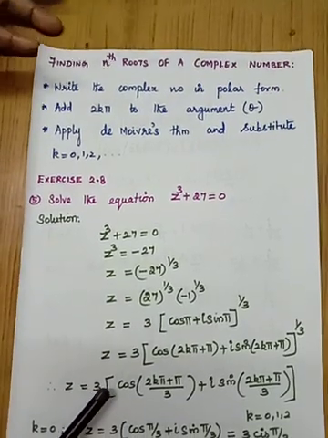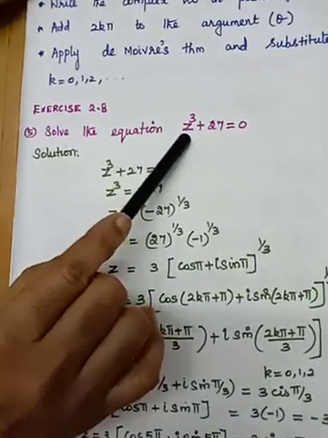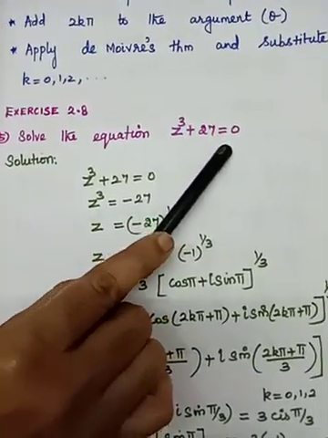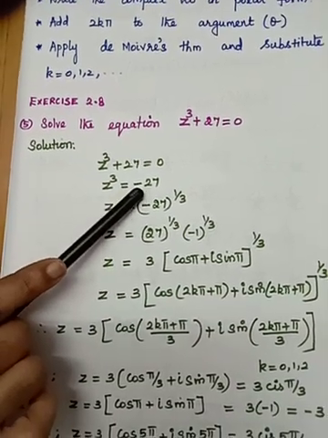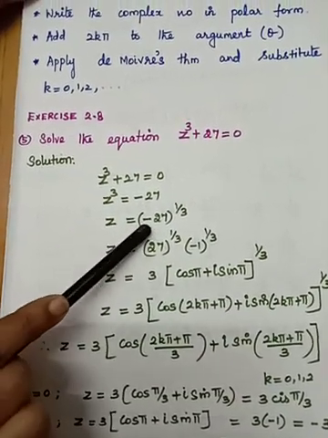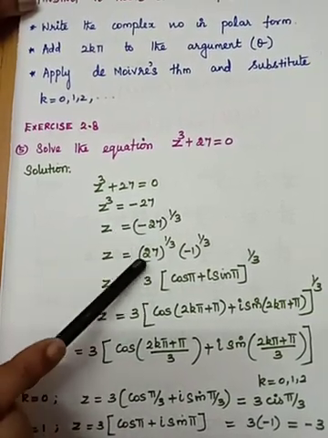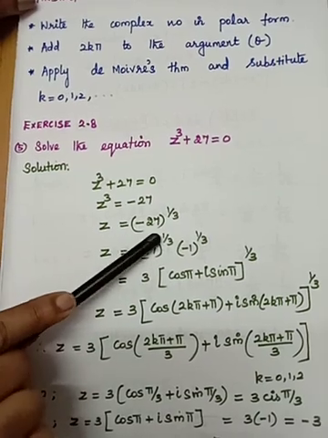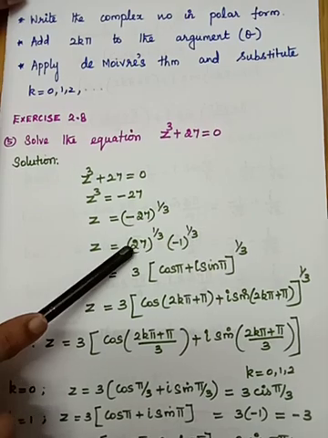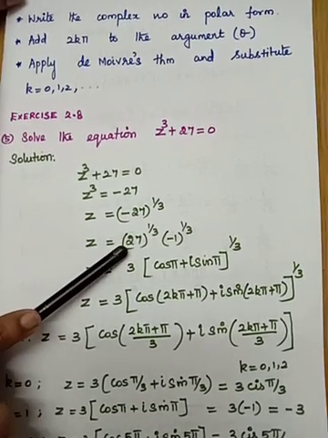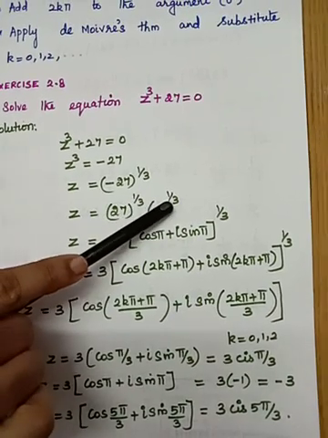Look at exercise 2.8, fifth question. Solve the equation z cube plus 27 is equal to 0. Just consider this: z cube is equal to minus 27. So z is equal to minus 27 the whole power 1 by 3. How can it be written? 27 the whole power 1 by 3 into minus 1 the whole power 1 by 3. 27 is 3 cube, so the cube root of 27 is equal to 3. Then minus 1 the whole power 1 by 3.